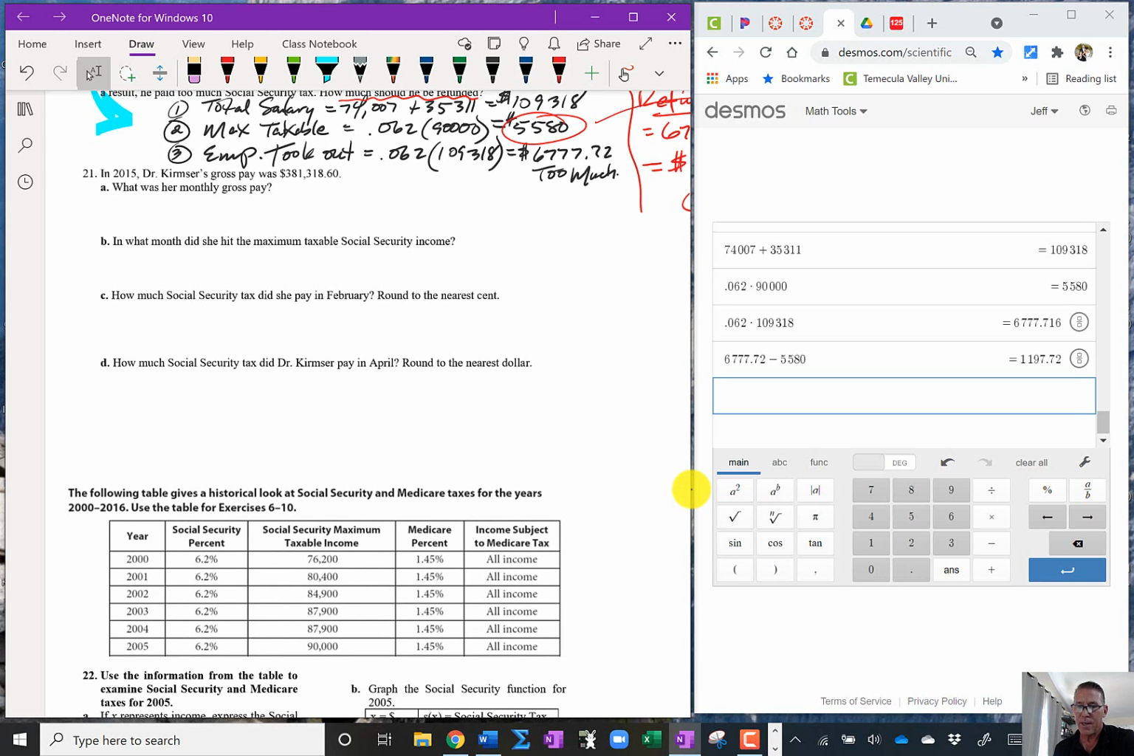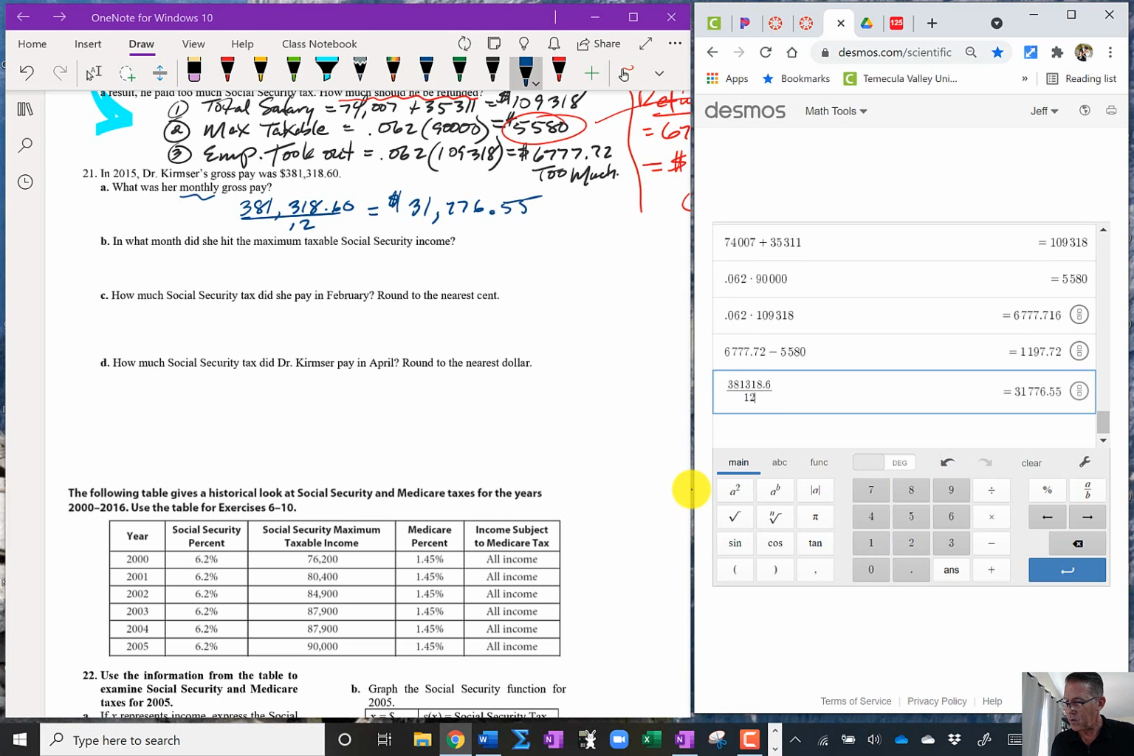Well, in 2015, you have to read the table here. Let's go back up to the table and focus in on 2015. The maximum taxable income was 118,500. In that year, this is the max taxable income for Social Security, and again, there's no max for Medicare. But for 2015, it is 118,500.